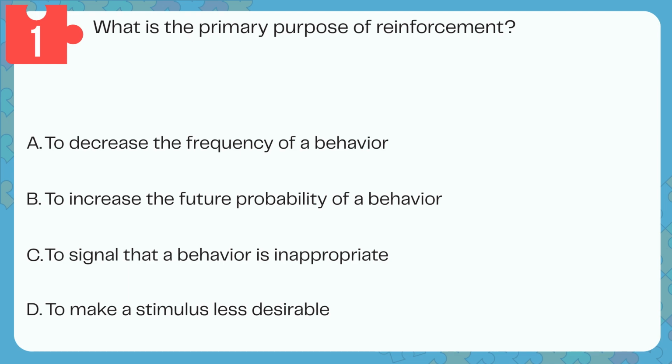Question 1. What is the primary purpose of reinforcement? A. To decrease the frequency of a behavior. B. To increase the future probability of a behavior. C. To signal that a behavior is inappropriate. D. To make a stimulus less desirable.